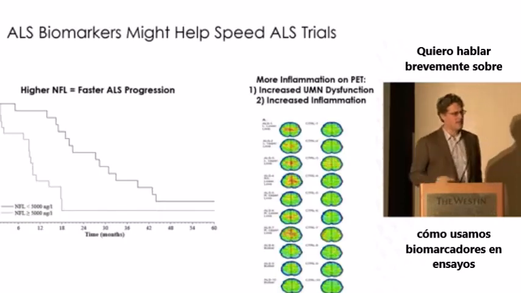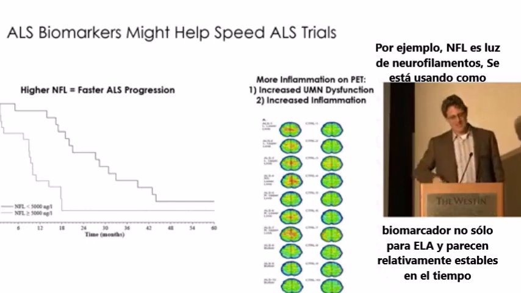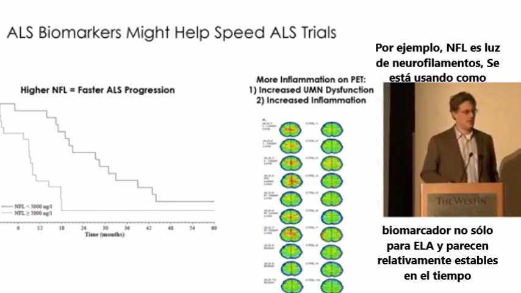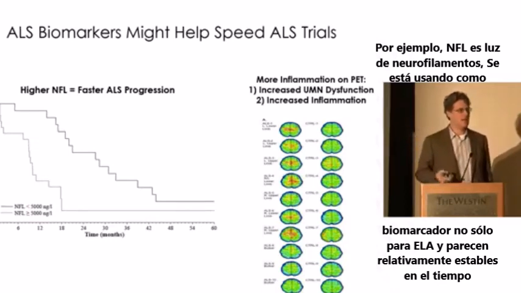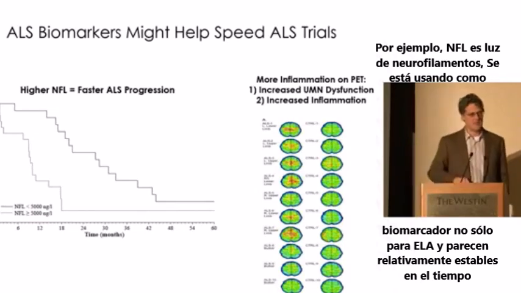So I want to talk just briefly about how we use biomarkers in trials as well. This is just a couple of potential biomarkers, but there are a number of others. NFL is neurofilament light. So neurofilaments, they're looking like a biomarker. They're elevated in people with ALS. They're not specific to ALS. They seem to be relatively stable if we look over time.